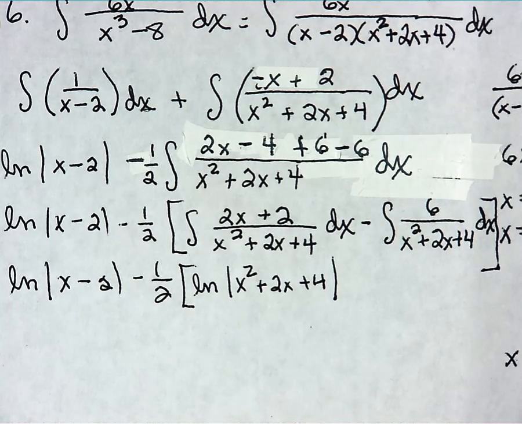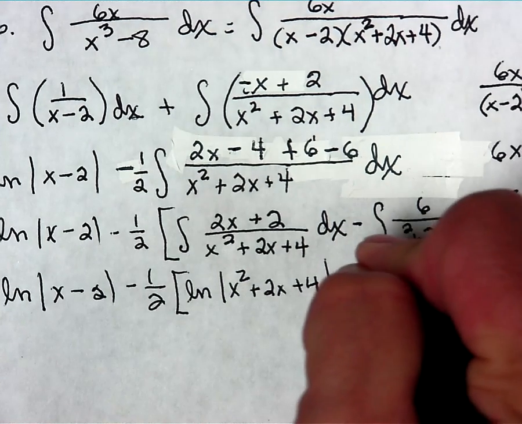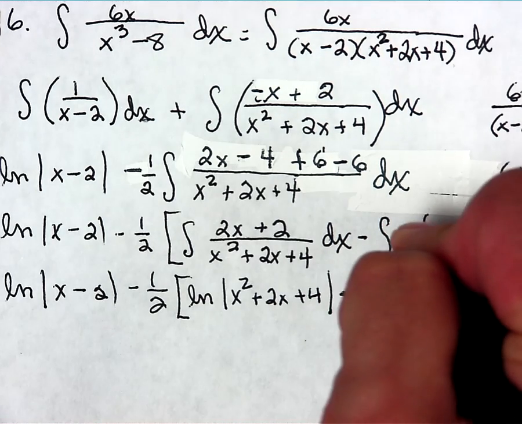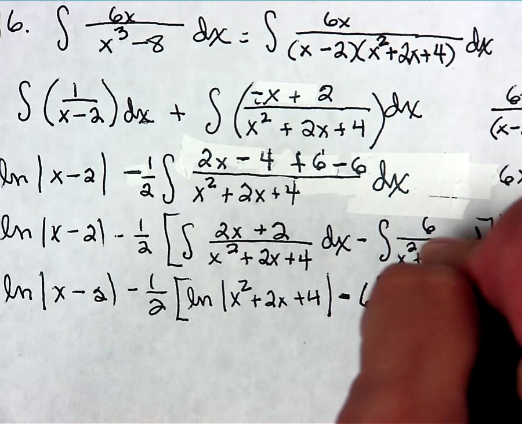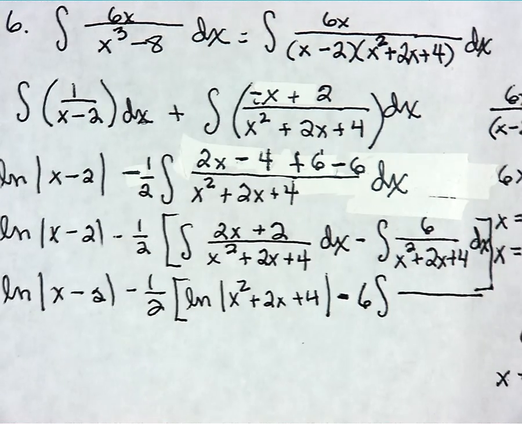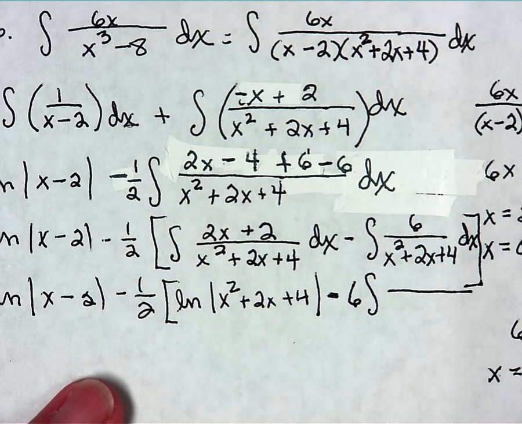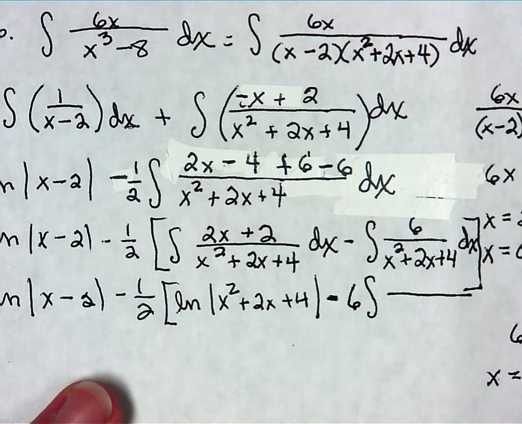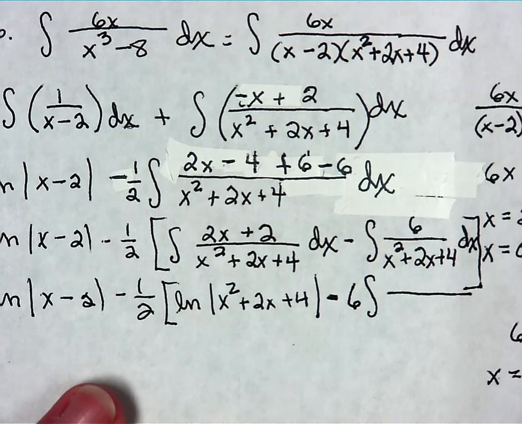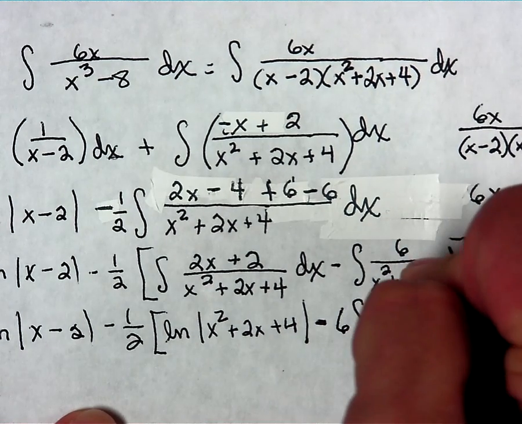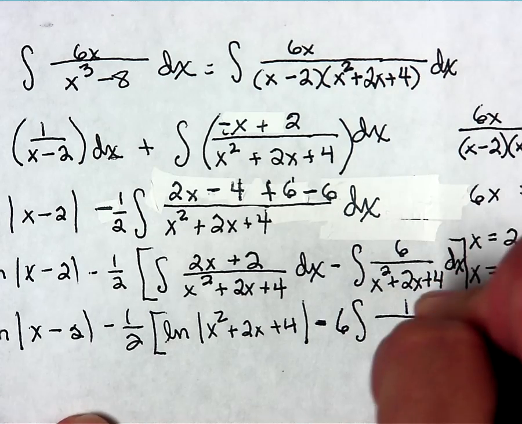I think that I could bring the 6 out in front of the integral. I wish I could think of something else to do at the same time. What? Like square root of 1 plus 1 minus it? Because we would just end up with the 1 over x squared plus 2x plus 1. Okay.